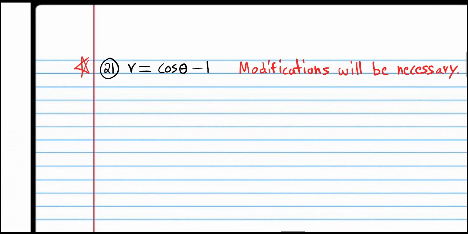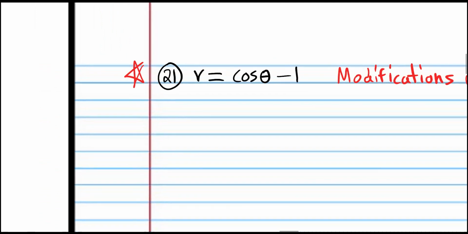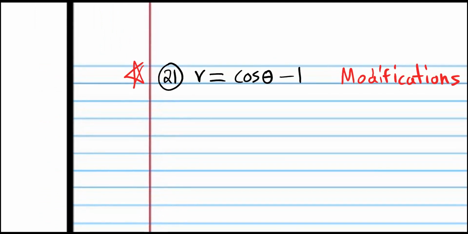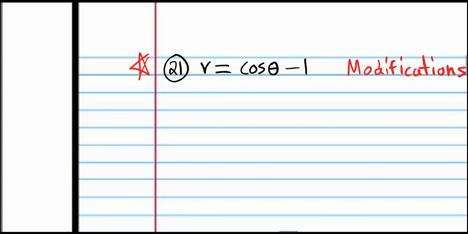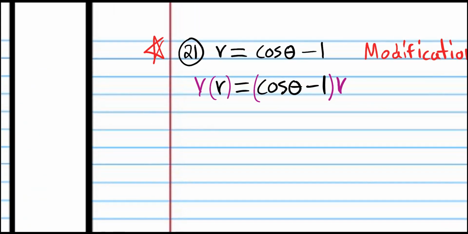Okay, so notice it says modifications will be necessary. So this is a special example where we really need to be careful. We have r, but again we're going to need to multiply both sides by r squared. Again, this is a polar equation because we have r's and thetas. We want to convert to x's and y's. So I'm going to multiply both sides by r again, so we can try our best to avoid square root symbols.